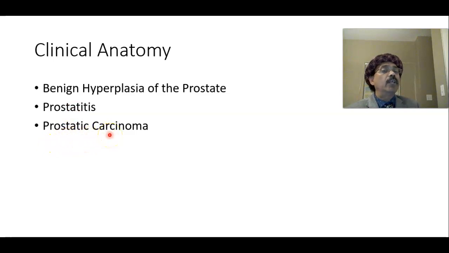Prostatic carcinoma is a very common male cancer, and that cancer may spread to other parts of the body, especially to the vertebral column. It may be deposited by means of the valveless venous channels from the prostate to the vertebral body venous plexus. The cancer cells may go to the vertebral body, especially the lumbar vertebrae or lower thoracic vertebrae.